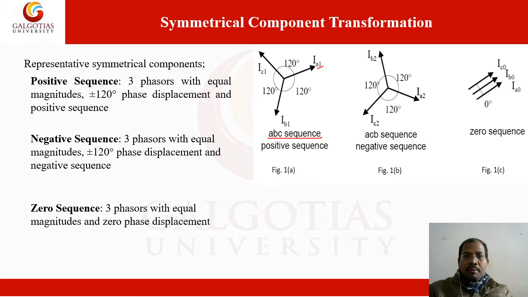Suppose in this case they are considering the phase sequence for the positive network. So A, B, they are moving in this way. So they are considering clockwise direction as positive. And for the negative sequence, they are moving in this way. So you can see both of them are in opposite directions. All other quantities are the same, but the rotation is different.